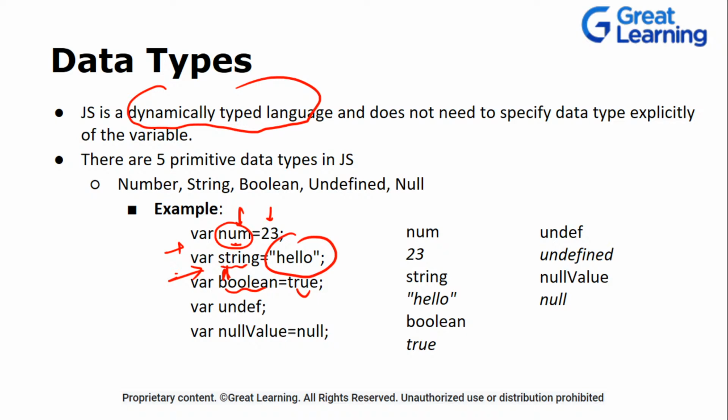So there are 5 primitive data types in JavaScript. One is number, string, boolean, undefined, which means the value has not been defined yet, and then null, when you are trying to store null.